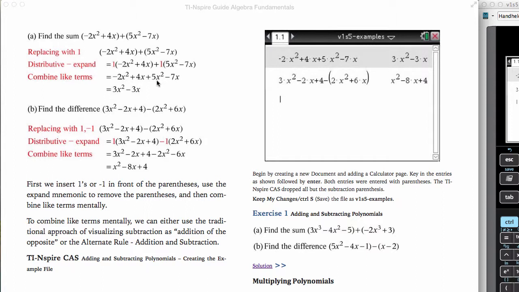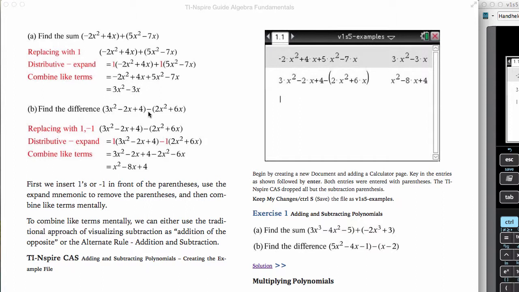Combining these then, we use money. So if we owe $2 and have $5, we have 3, so it's 3x squared. And if we have $4 and owe $7, then we owe $3. So the answer turns out to be 3x squared minus 3x.